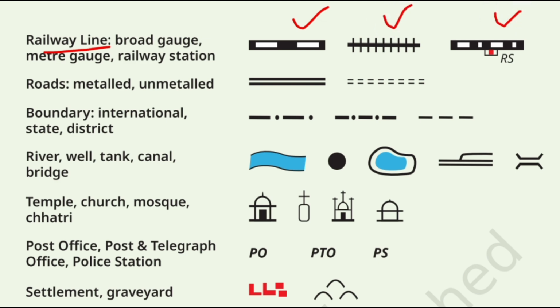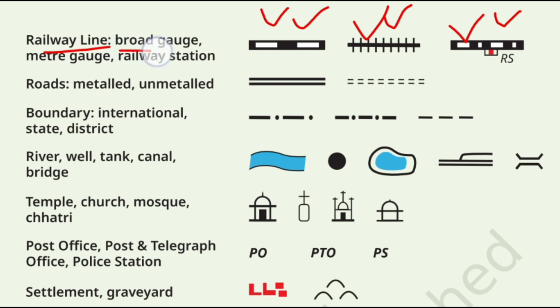They are representing broad gauge. First one is broad gauge, then second one is meter gauge. The third one is railway station. So this is a railway station like that. You want to just draw this particular thing to familiarize. Just take a rough book and draw it three or four times, then you can just remember.